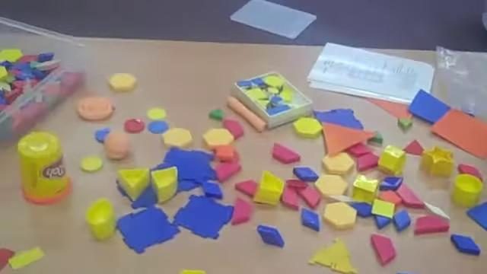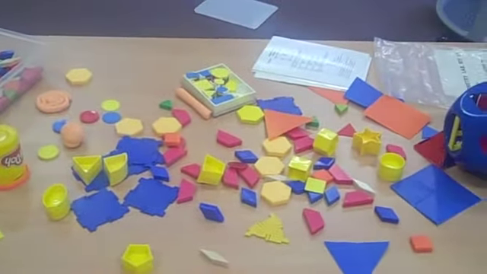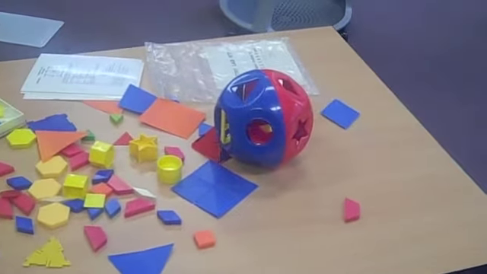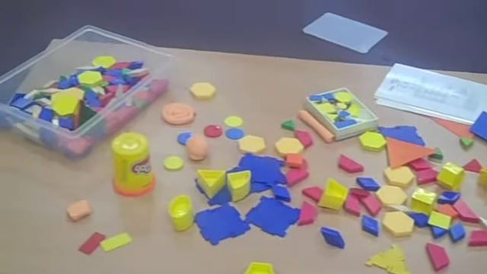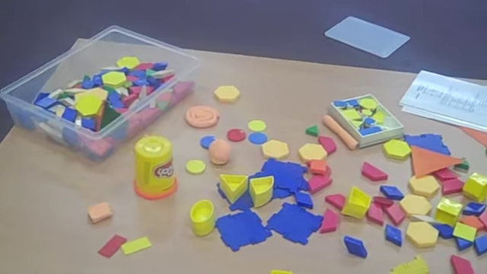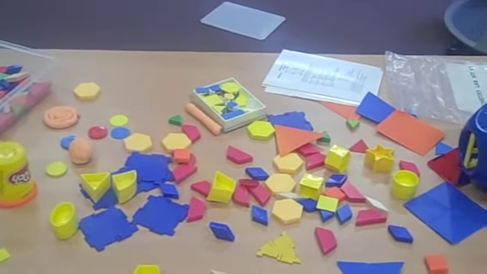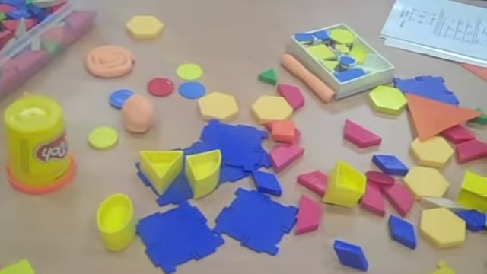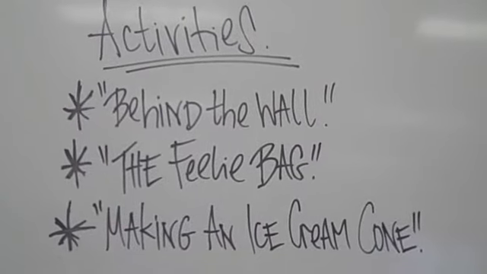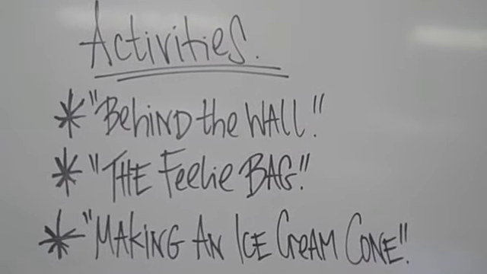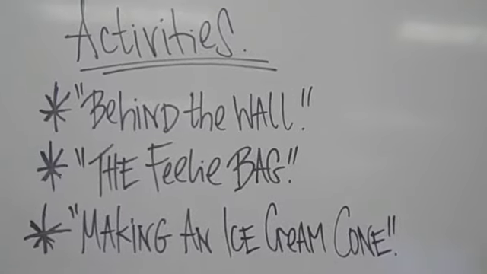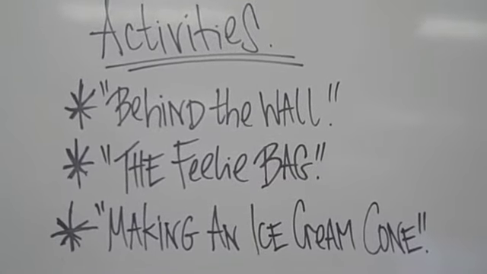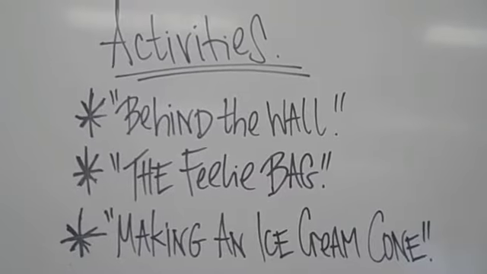So what's the solution? To help children break free of these limitations, teachers need to vary the size, material, colour, orientation, and dimension of the shape. Mathematical understanding is enhanced when a child observes and explores an object, thinks about and tests an idea, and communicates findings as well as asking questions. We feel that these activities of behind the wall, the feely bag, and making an ice cream cone connect and correlate well with our big ideas and the research that we previously discussed.